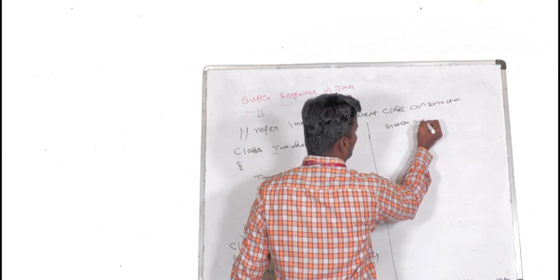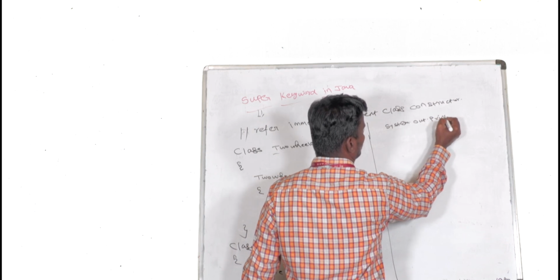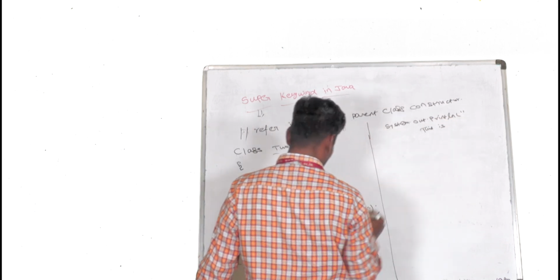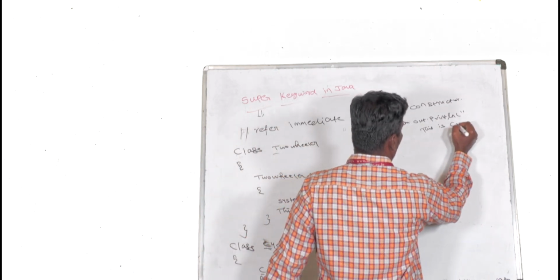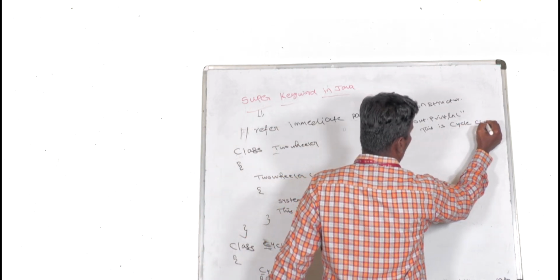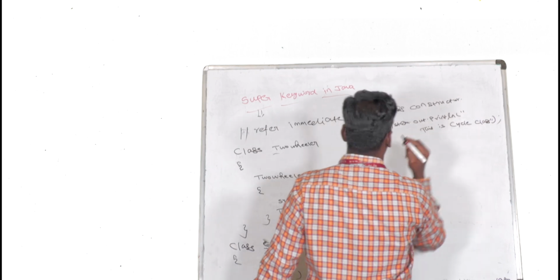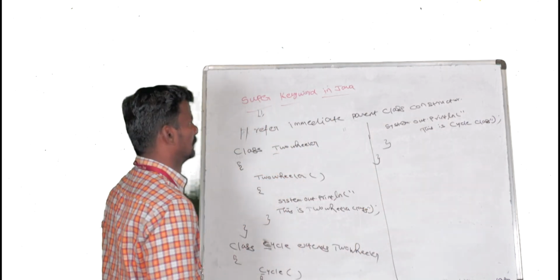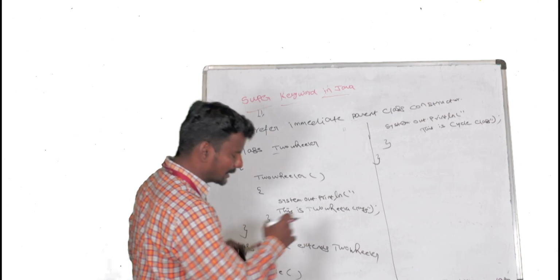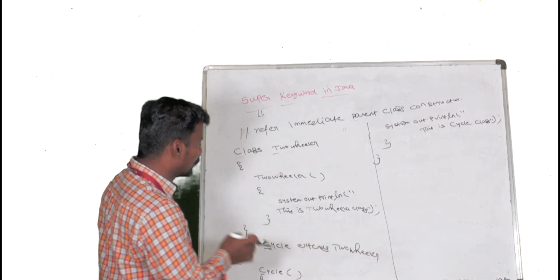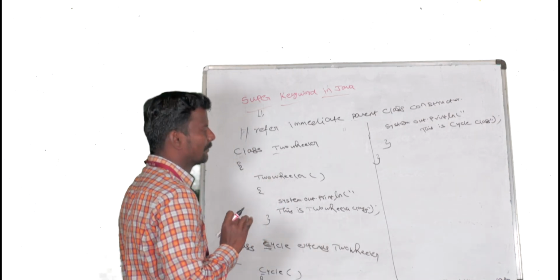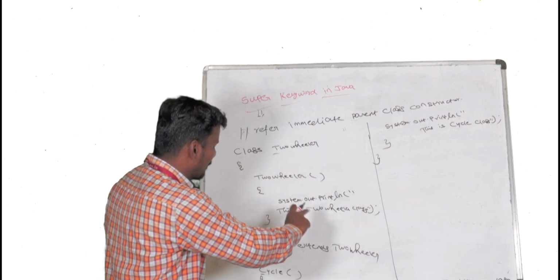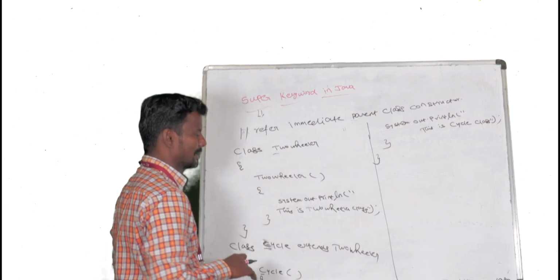System.out.println, so this is the cycle class. Now we have to close the constructor and close the class. So now what we have to do? If you want to invoke this constructor, how to invoke it? I already told: whenever we create an object, it will automatically invoke the constructor.